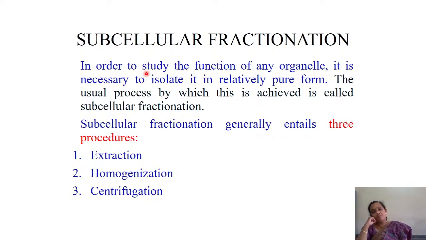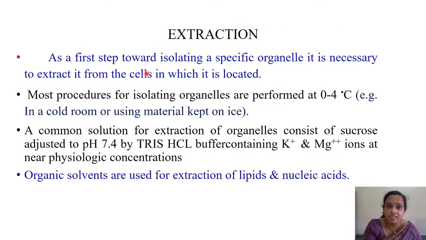So, subcellular fractionation is a process to study the function of any organelle; it is necessary to isolate it in a pure form. How do you do that? It is called subcellular fractionation. It is done by extraction, homogenization and centrifugation. First, extraction. From the tissue you have to extract the cells. So extraction is the first and foremost step in isolating a specific cell organelle.